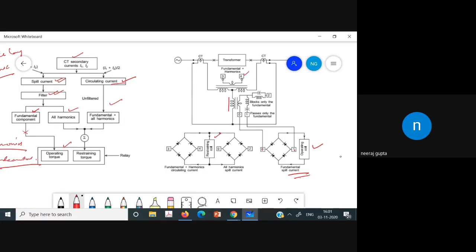Similarly, 3 and 4 is actually the circulating current, and it is connected here. And if it has the harmonic component, definitely it will provide the restraining torque. So this is how you can implement it. This is about the percentage differential relay with the harmonic restraint. Now we will discuss the high resistance ground faults in the transformer.